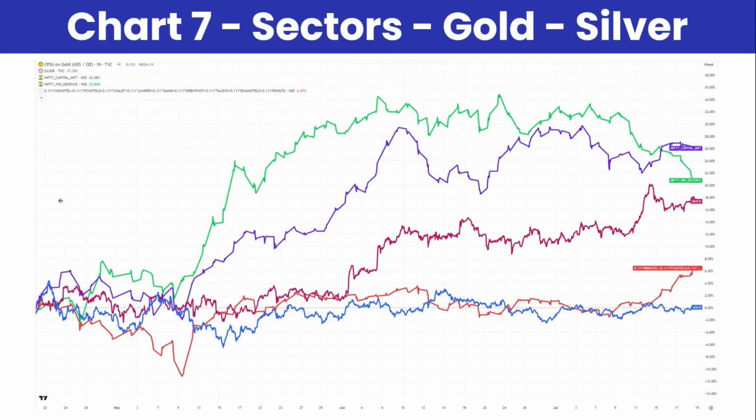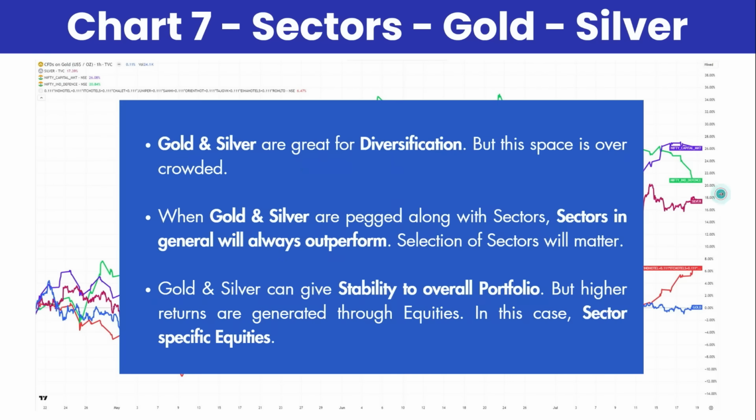My personal take is in the very short term, both assets are a bit extended and they need a serious pullback. I would look at these assets again either to add or fresh allocation in silver only if it falls by 8 to 10%. Before that, I will not look at these precious metals for fresh allocation. So gold and silver are great for diversification, but this space is overcrowded currently.